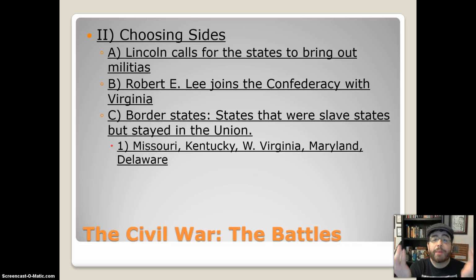From there, the people start beginning to choose sides. Lincoln calls for the states to start bringing out their militia. Robert E. Lee, who would have probably been Lincoln's main general if he stayed in the Union, joins the Confederacy when Virginia secedes. The border states are states that were slave states but stayed in the Union. They are Missouri, Kentucky, West Virginia, Maryland, and Delaware. Make sure you write those down. That is super, super important.